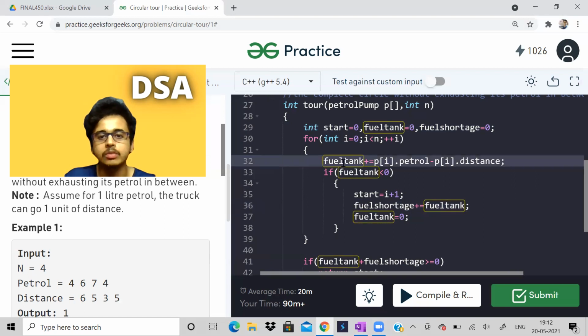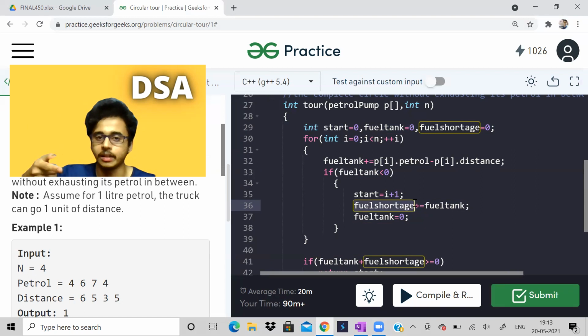Fuel tank basically was what? Fuel tank was taking the balance fuel, but suddenly balance became shortage. How much shortage? I have stored it in this variable. Keep incrementing. This plus is important. And then make fuel tank 0. Why this fuel tank 0 now? Because you're starting from a new point. See, we had assumed when we were starting it was 0. So now again, because we have changed starting point, assume it is 0.